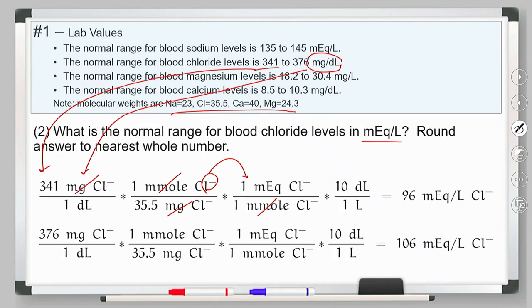All right? And then lastly, remember I want to go from deciliters to liters, so I need to multiply by 10 to convert my volume units to liters. So if I do that math, 341 divided by 35.5 times 10 gives me 96 milliequivalents per liter. How'd you do on that? Can you go from milligrams to millimoles and then to milliequivalents? Is it the same thing going backwards? Just making sure you set up your ratios correctly.